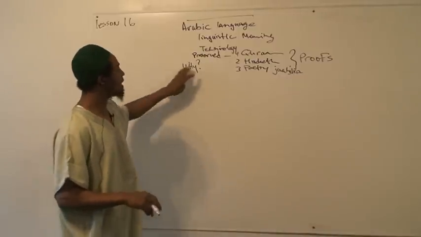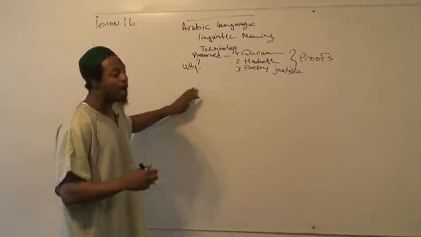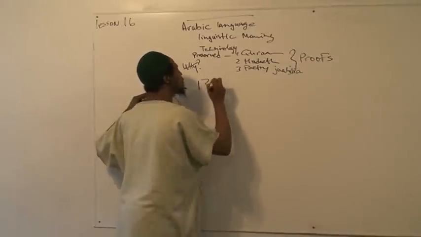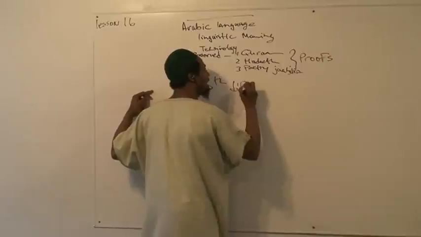Then we state here, how many sciences are there in Arabic? Before we get to that, how many? 13. There are 13 different sciences, right?